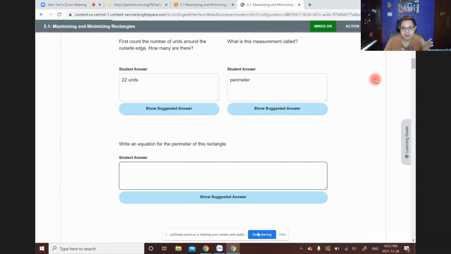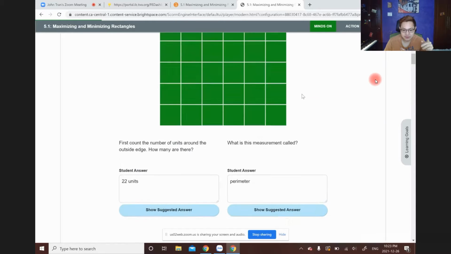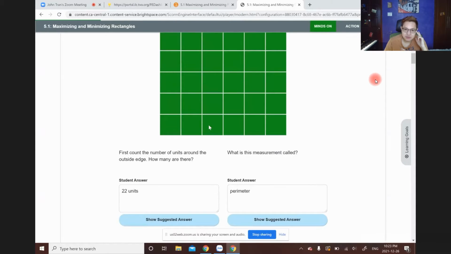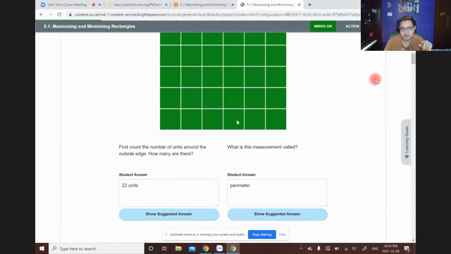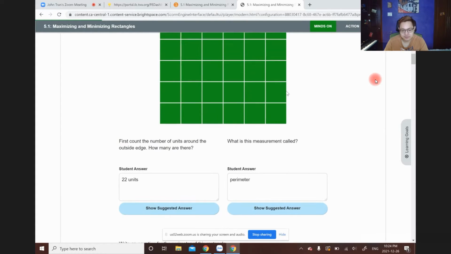Equation for the perimeter of this rectangle. So just count how many units there are. Okay, so here 3, 4, 5, 6, 8. No, just the perimeter alone, just the outside. They ask for the outside only. So you have to find out what kind of equation you can come up with.